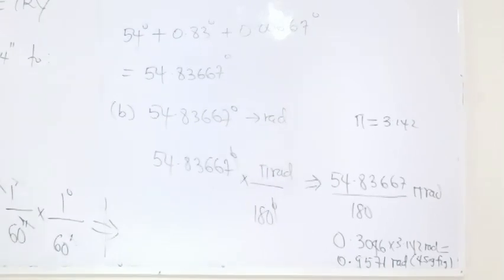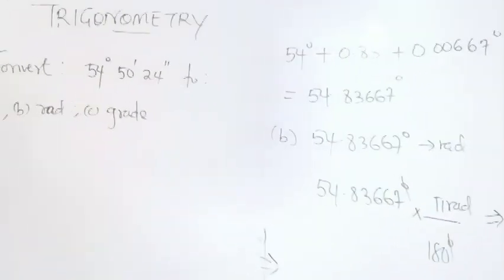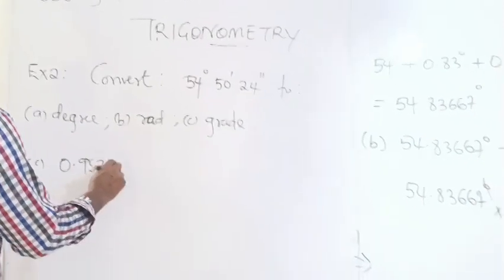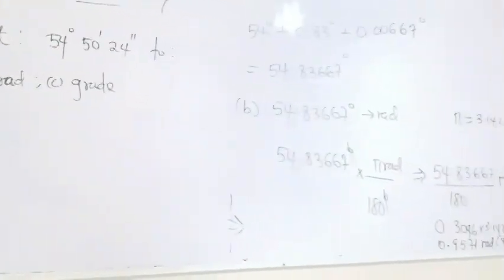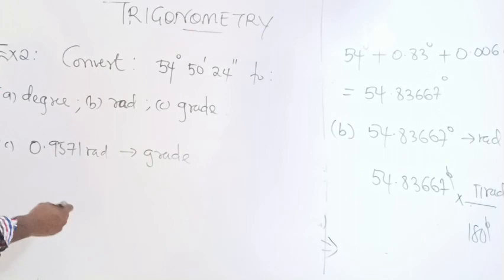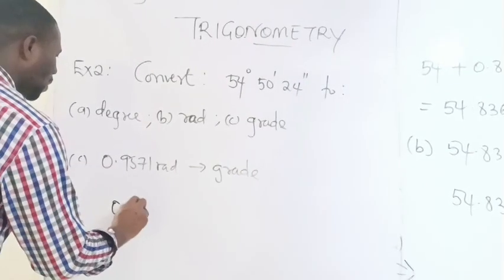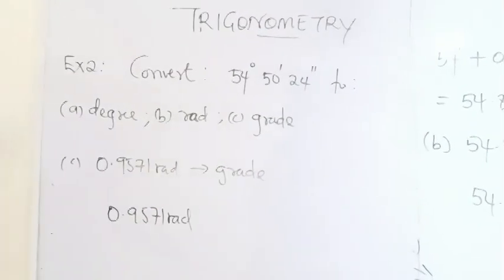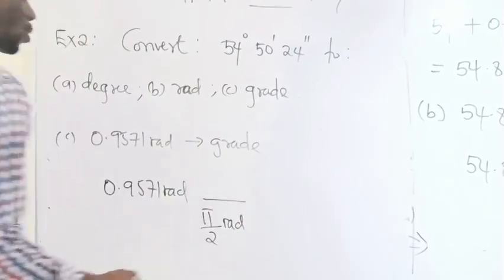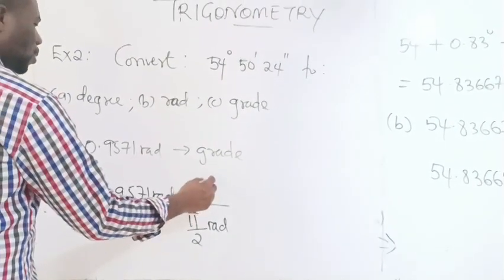So the C part now, we are converting 0.9571 in rad to grade. So grade is our desired unit in this case. Alright, so 0.9571 rad. Of course, I know that pi over 2 rad is equivalent to 100 grades. Okay, 100 grades.